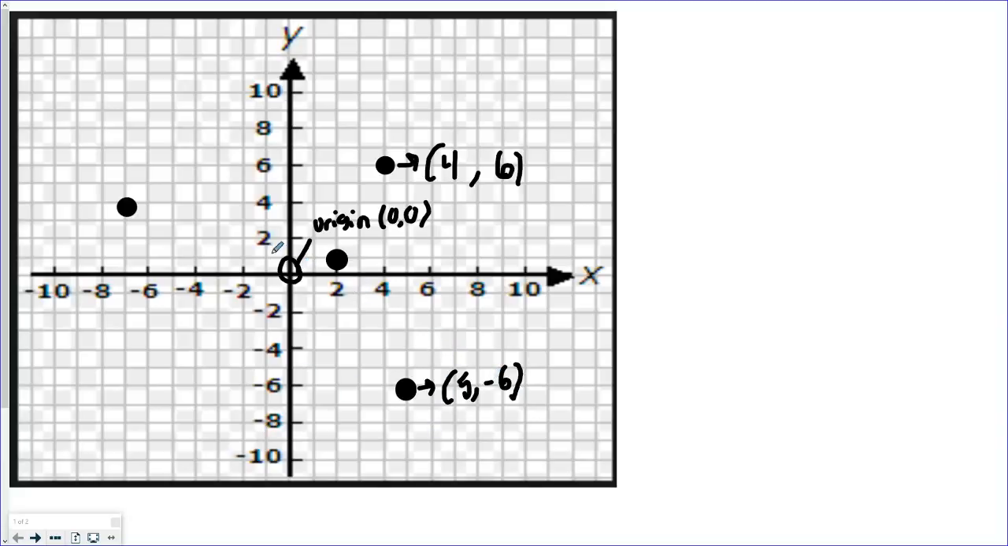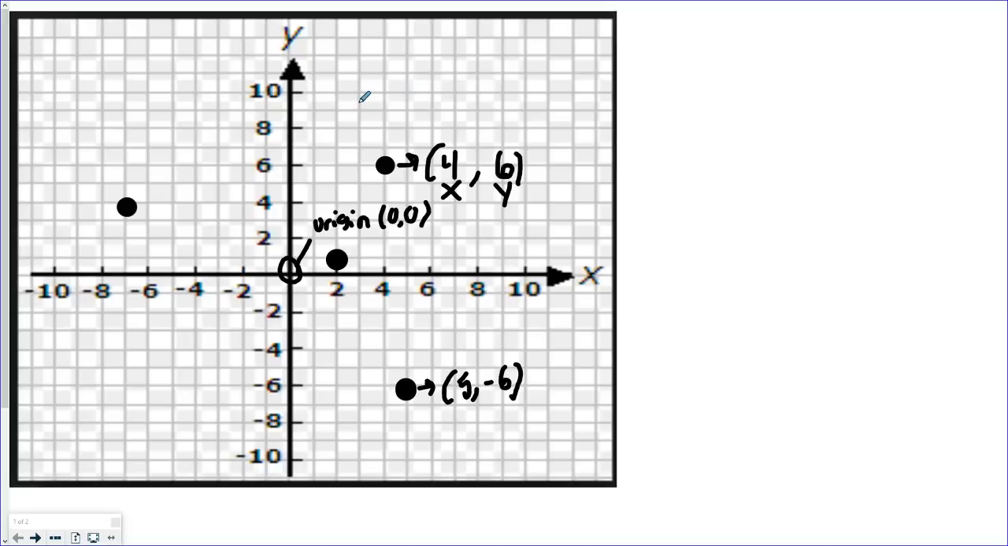So again, negative means down or left, and positive means right or up, depending on which axis you're looking at. Now, when you're labeling points, they always go x first, then y, every time, all the time. So you always do the left and right movement first, and then the up and down movement. Cannot go any other way. Just like the alphabet, x comes before y.